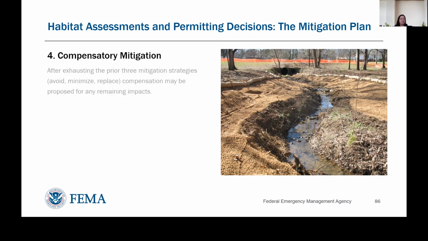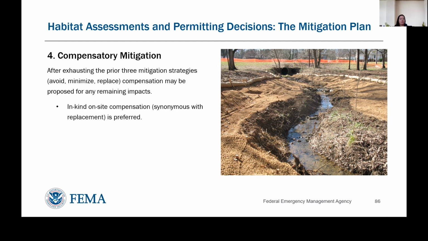Compensatory mitigation. So after exhausting the prior 3 mitigation strategies, that's when it's appropriate to start thinking about compensating for any remaining impacts. So in-kind on-site compensation, which is synonymous with replacement, is preferred.